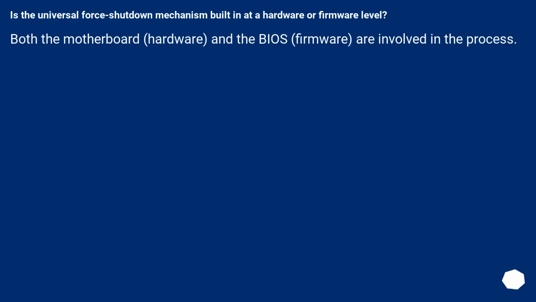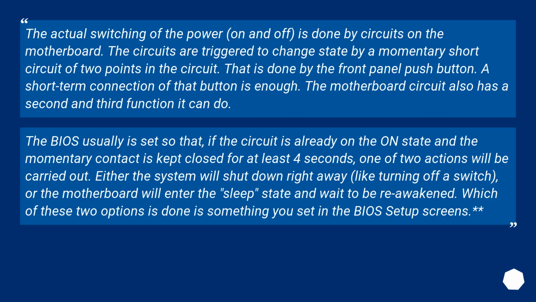Is the universal force shutdown mechanism built in at a hardware or firmware level? Both the motherboard, hardware, and the BIOS, firmware, are involved in the process. The actual switching of the power, on and off, is done by circuits on the motherboard. The circuits are triggered to change state by a momentary short circuit of 2 points in the circuit. That is done by the front panel push button. A short-term connection of that button is enough.